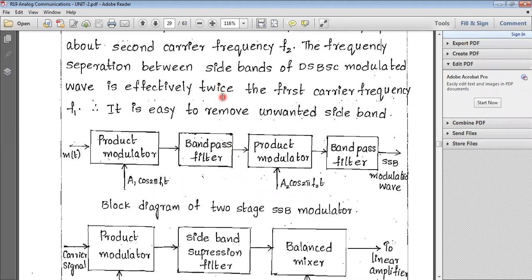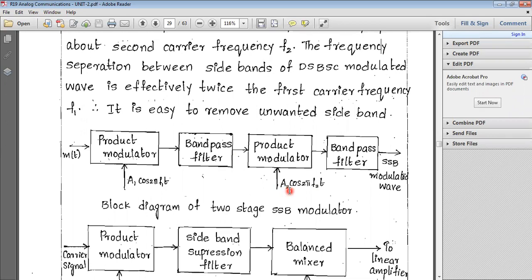To increase the frequency separation. To increase the frequency difference. Which frequency? Carrier frequency. Yes, correct. The difference between the modulating signal, that is the message signal, and the carrier frequency. Here we increase the number of stages. Then only we get the perfect Q factor.